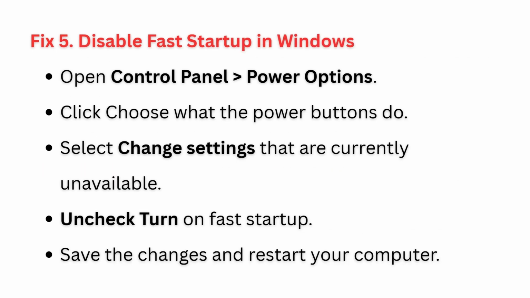Fix 5. Disable Fast Startup in Windows. Open Control Panel and go to Power Options. Click Choose what the power buttons do. Select Change settings that are currently unavailable. Uncheck Turn on Fast Startup, save the changes and restart your computer.